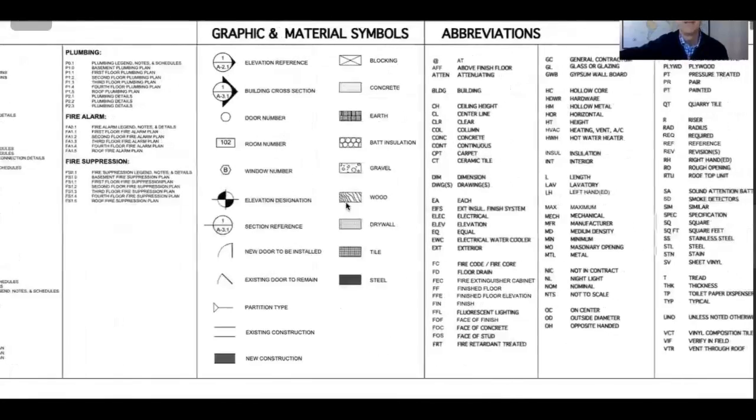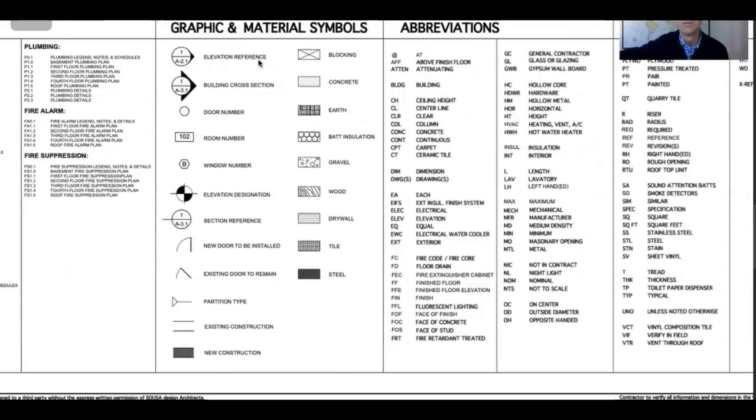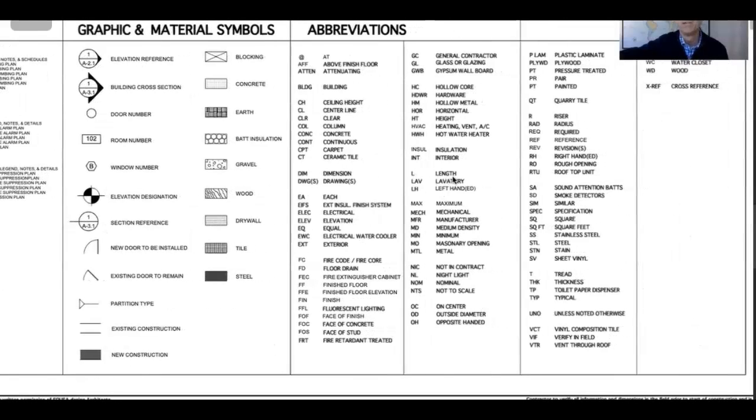Then your graphic and material symbols. So you want to get familiar with the legends and the symbols and the abbreviations that they're using, showing you what all the different symbols mean and what all the different abbreviations mean. And if there's something that you don't even know, like from the abbreviation that's saying elevation, if you don't know what an elevation is, then you can look these terms up in Google and find out what they mean. So you can say elevation, definition, construction, and it'll tell you.